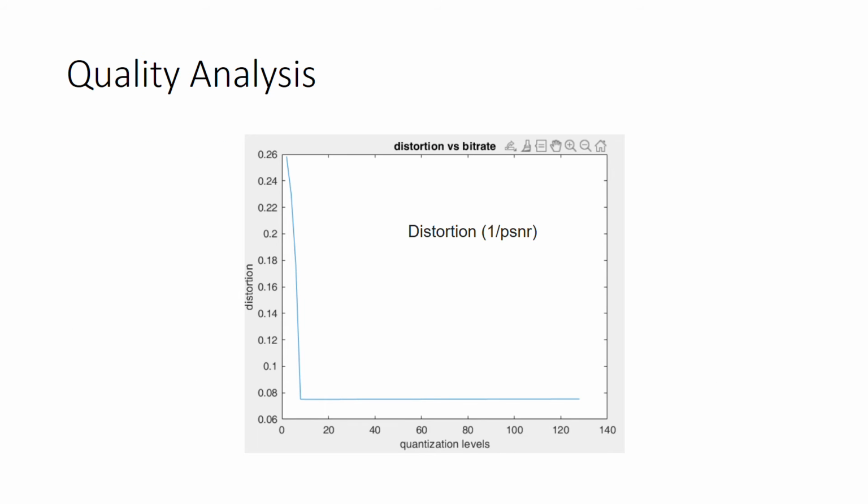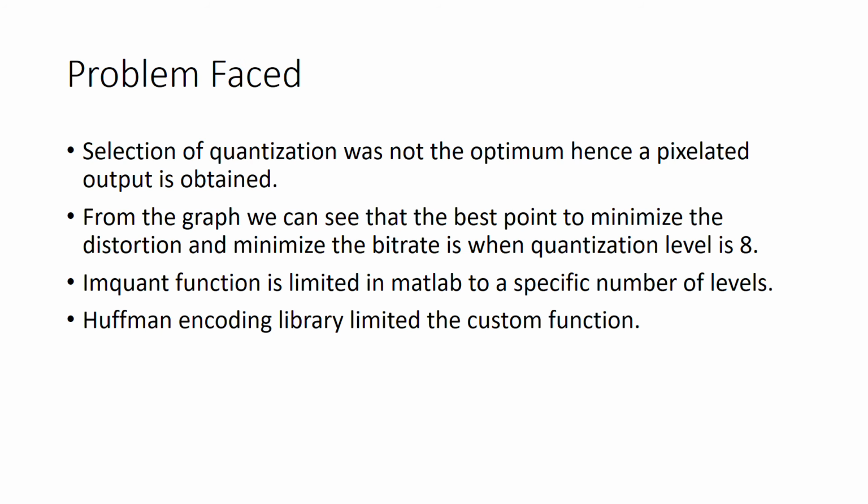Now we are going to look into the quality analysis part, where I use 1 over PSNR as my distortion metric. As you can see, when the quantization level increases, the distortion reduces, and the optimum point for the quantization levels to operate is at 8.